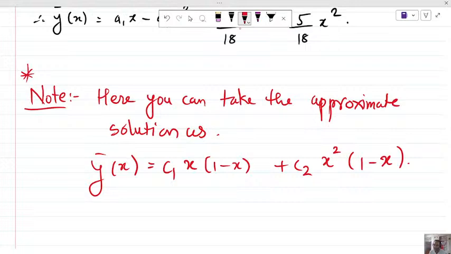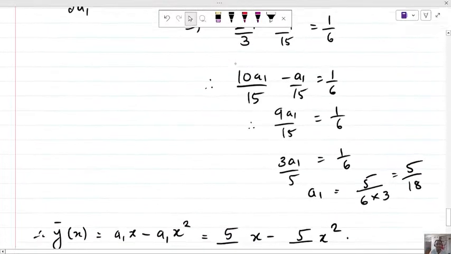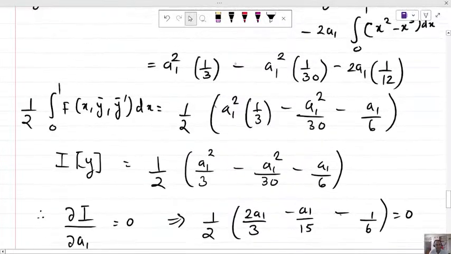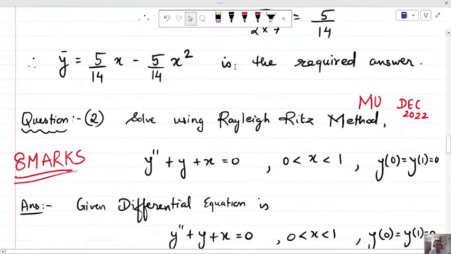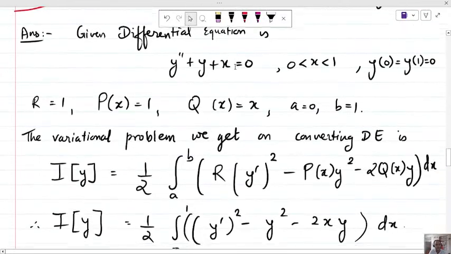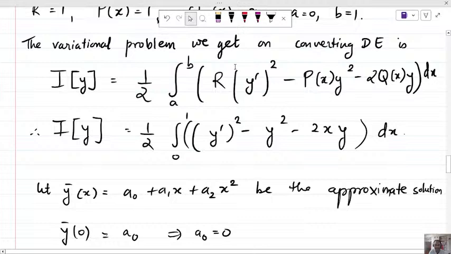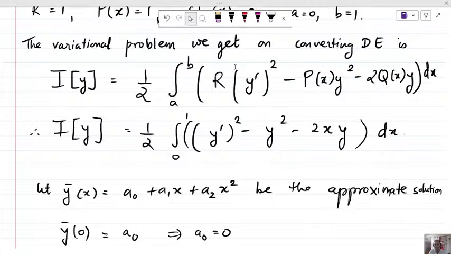So if you take this one, then you will get a different answer. So it depends upon the whole process. I hope you understood this, but I would suggest you take a very easy format of the solution. You will get a good answer. Take this one which we have already done: y equals a naught plus a1 x plus a2 x square be the approximate solution. The answer will work out smoothly.